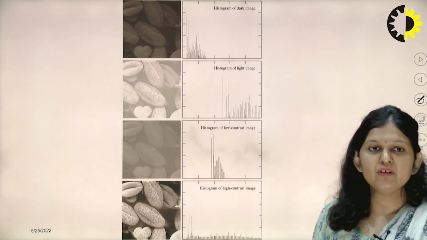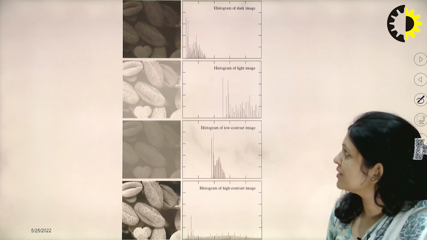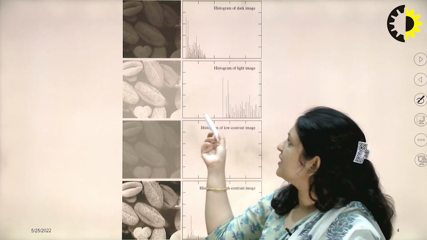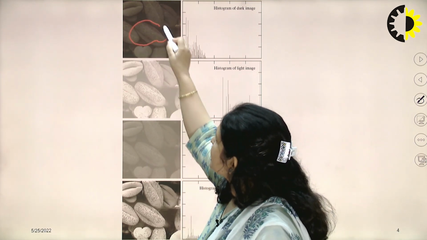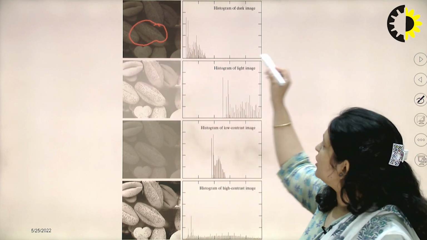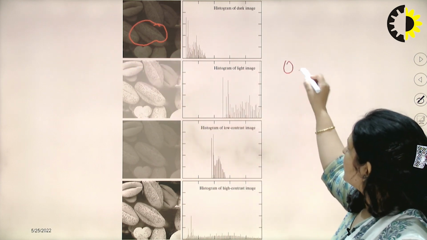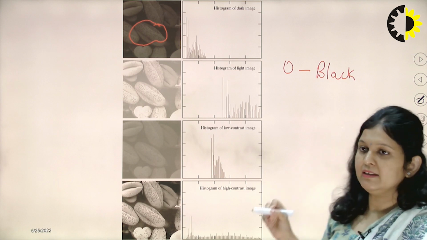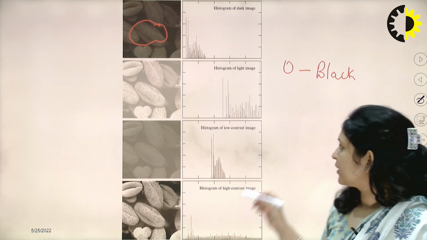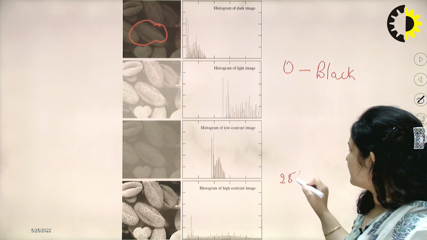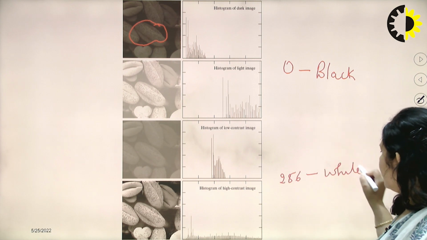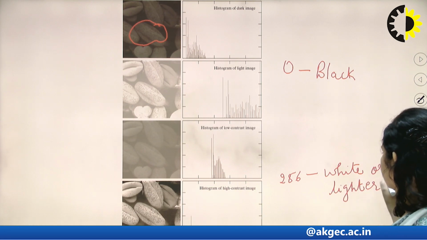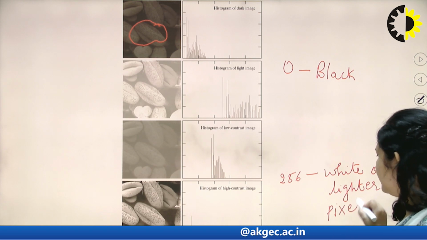So let's see why we need histogram equalization. As you can see in the first image, the image is more on the darker side, with blackish intensity values. We know that in a grayscale image, lower intensity values, around 0, are given to the black color, and higher intensity values, for say 256, are given to the whiter shade, the lighter pixel.